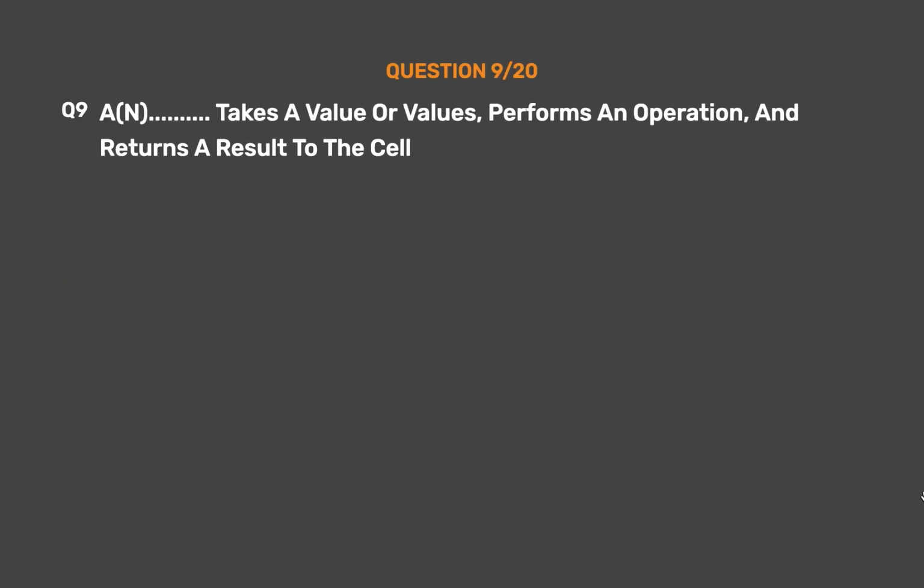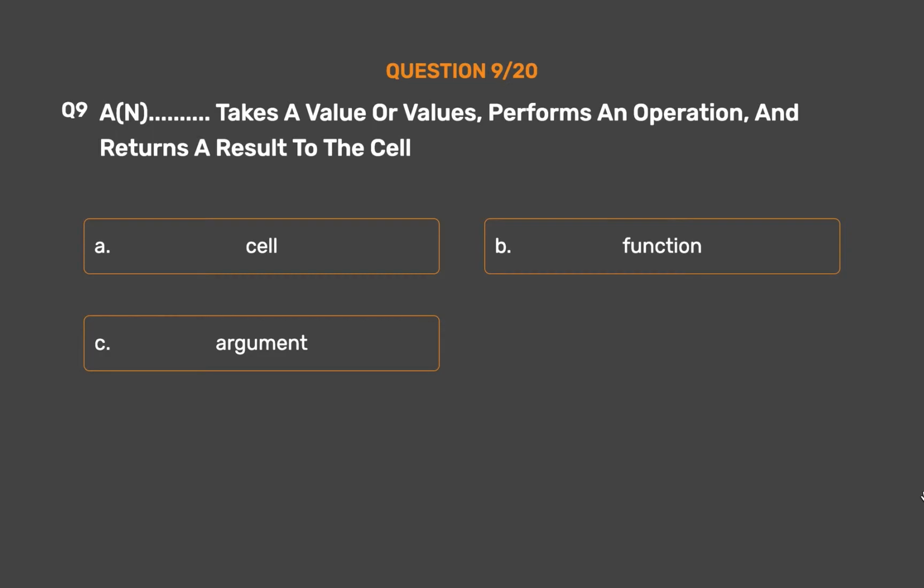Question number 9. A function takes a value or values, performs an operation, and returns a result to the cell. Option A. Cell. Option B. Function. Option C. Argument. Option D. All the above.